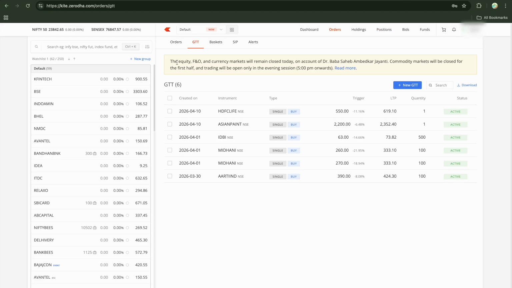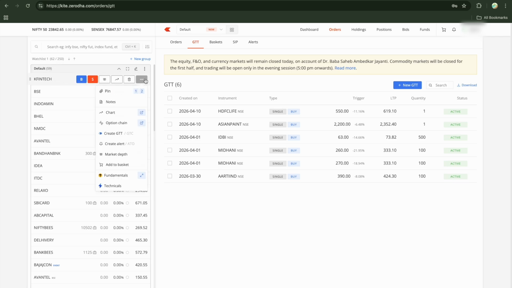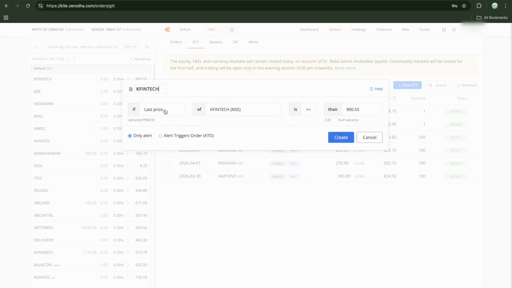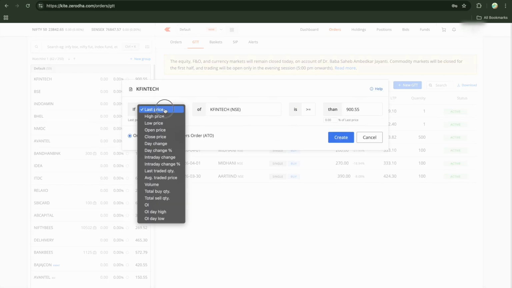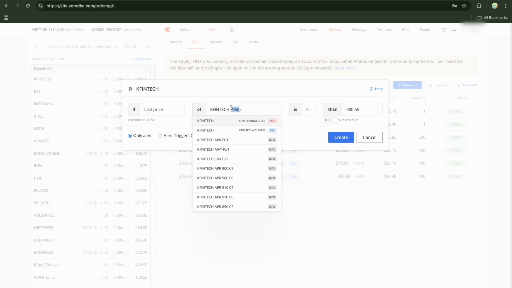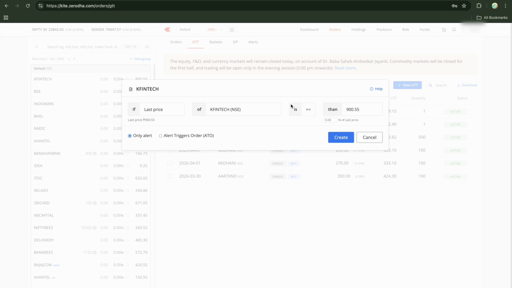You can also create alerts. So let us say K-Fintech. You want to set an alert here. Then you have to create an alert, and you can say, okay, if the last price of K-Fintech, or you can even mention your stock name here, is greater than equal to, greater than, less than equal to, less than, or equal to. Let us say I want to buy it at 500. Then it will trigger, and it will let me know that, okay, I have to buy this stock.